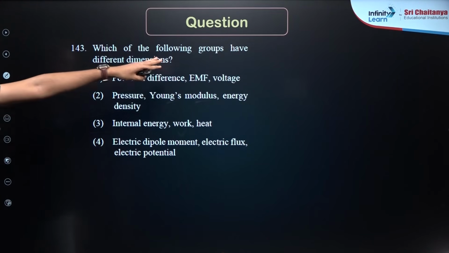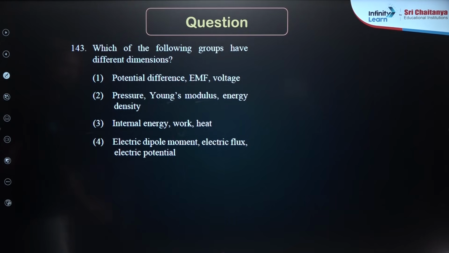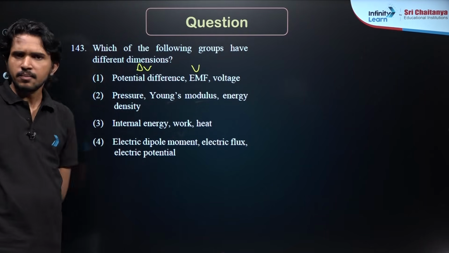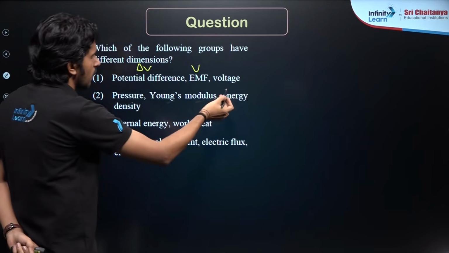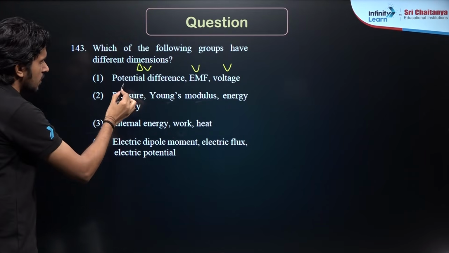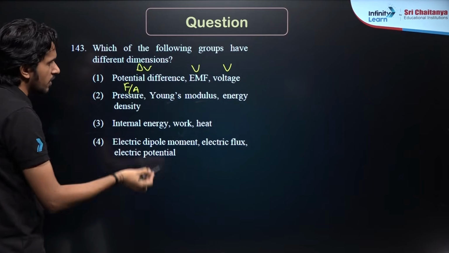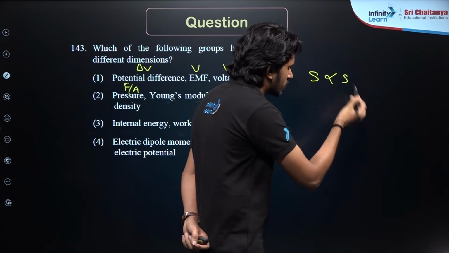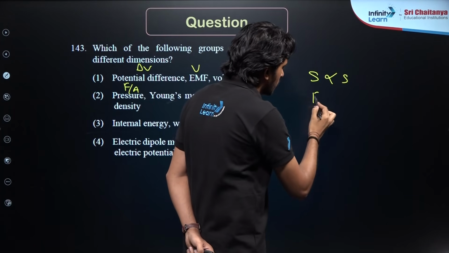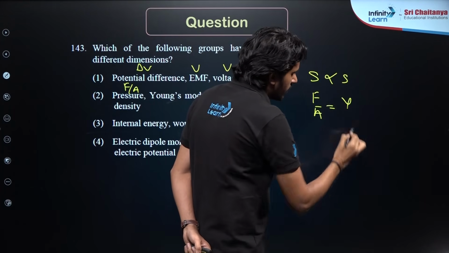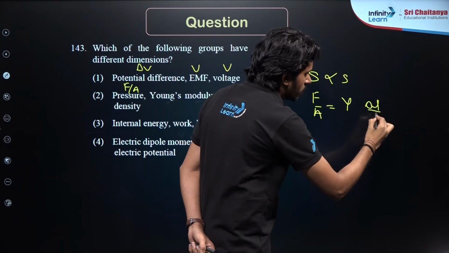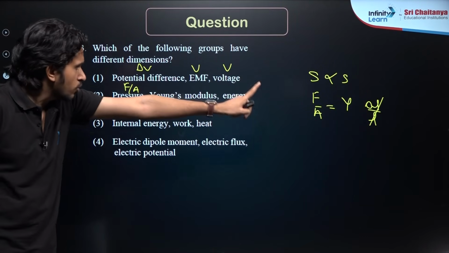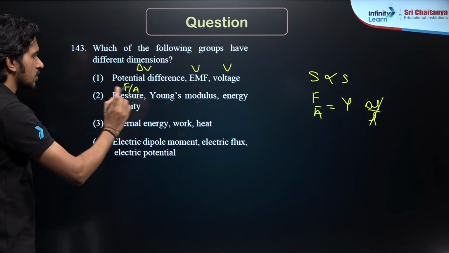Then which of the following groups have different dimensions? Potential difference delta V, EMF also have the same dimension as voltage, and pressure, F upon area, force per unit area, Young's modulus. You know Young's modulus is what? Stress is proportional to strain. F by A equals Y, Young's modulus, delta L by L, and that is dimensionless. Strain is dimensionless. So Young's modulus also has the same dimension as pressure.